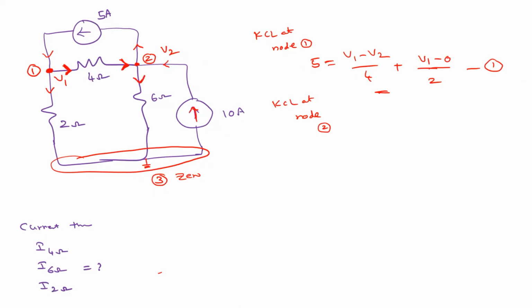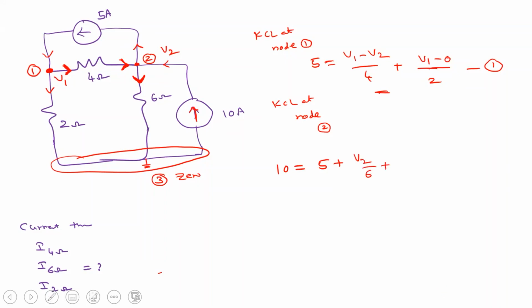So this is the only thing we need: to label the direction. I assume this is the outgoing current. Now tell me the equation. What are the incoming currents? 10 is equal to 5 plus V2 upon 6 ohm.